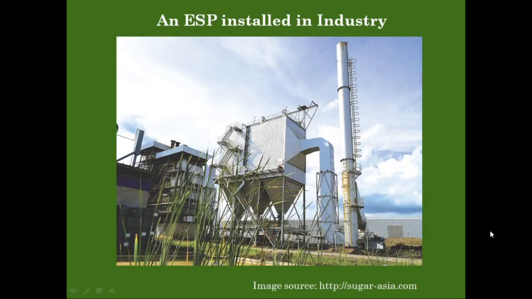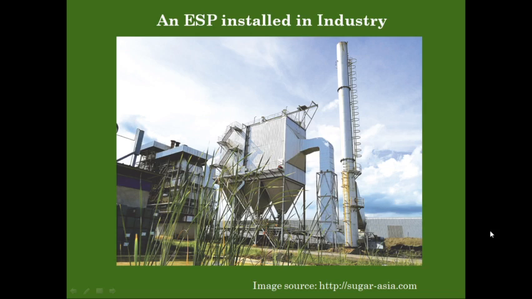So this is a picture of an ESP which is installed in an industry. You can see that it is tapering at the end when the dust particles get attached to the positive electrodes and clean air moves out. Then through mechanical hammers we can remove these dust particles from the plate surface and settle these particles in the hopper, and from the hopper, by opening the valve, we can take these particles out.